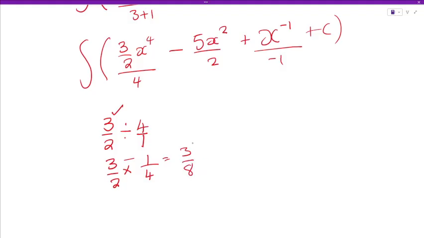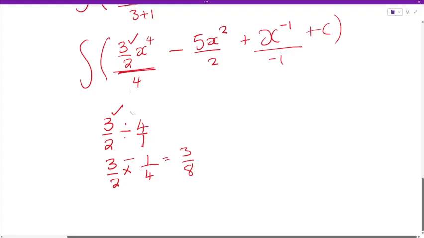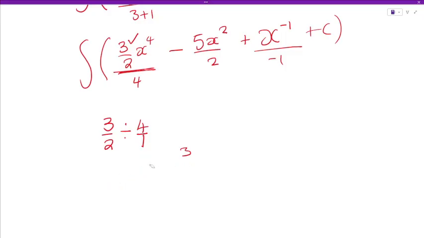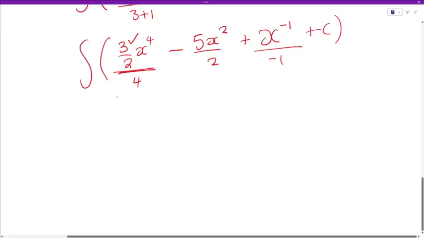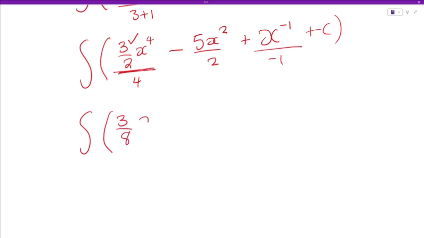I hope that is clear, because this is 3 over 2 divided by 4, which is what I have done by expressing it that way. Then we apply the keep change flip. On the right we flip the sign, we change it to multiplication, then you multiply numerator times numerator, denominator times denominator. 3 times 1 is 3, 2 times that is going to give us 8. So meaning, what are we going to have? We are going to have 3 over 8 as our coefficient here. 3 over 8 x to the power 4 minus, okay, 5 over 2 x squared.